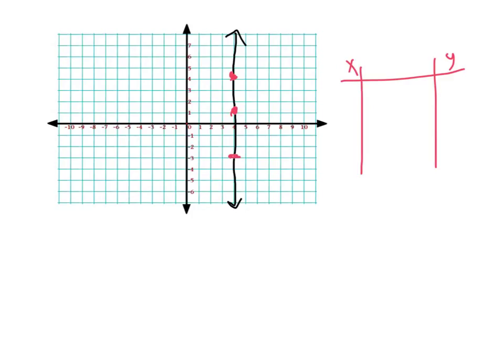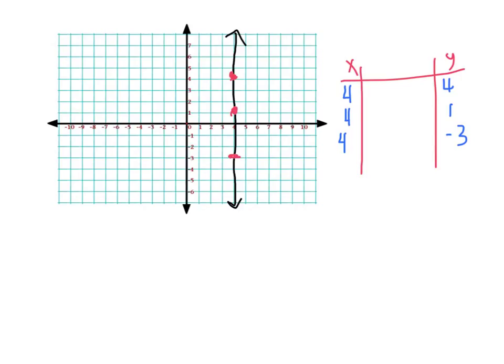So I have when x is 4, y is 4. I also have when x is 4, y is 1. And when x is 4, y is negative 3. Again, your mind should be thinking about functions because I have x's that repeat. So this is not a good function.